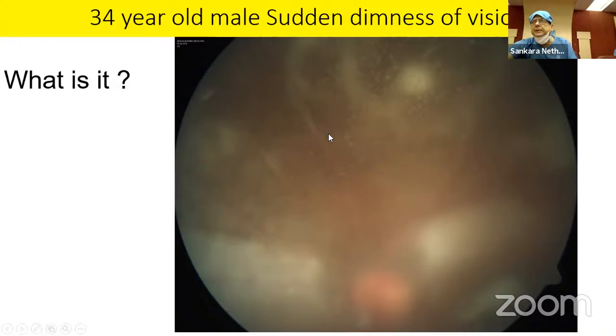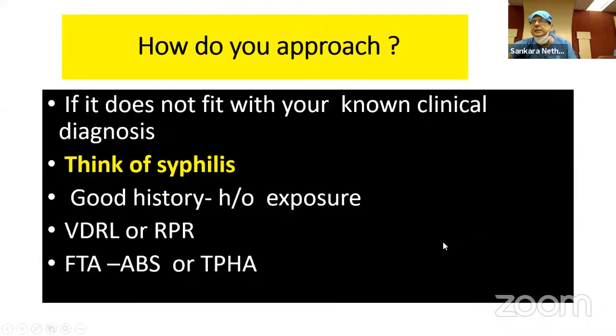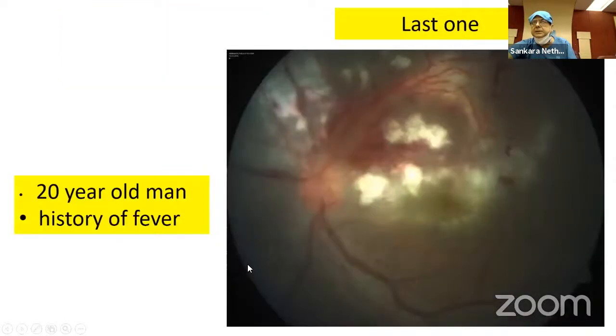This is a 34-year-old male with sudden dimness of vision. What is it? You can see the retinal vasculitis as well as the vitreous haze, and this case is syphilis. If it doesn't fit with your known clinical diagnosis, always think of syphilis. A good history is required, history of exposure, VDRL or RPR, FTA-ABS or TPHA, the Treponema pallidum hemagglutination test is required.